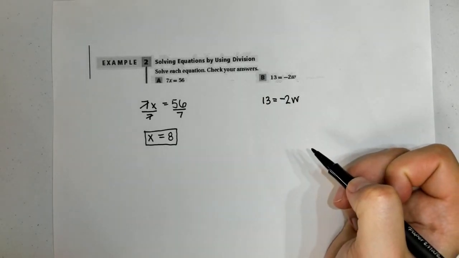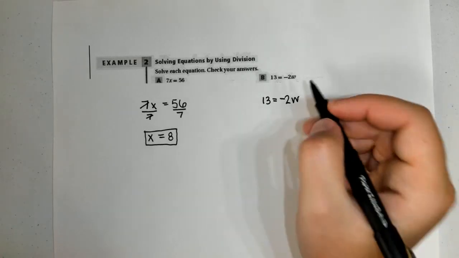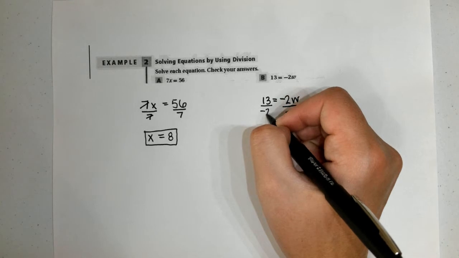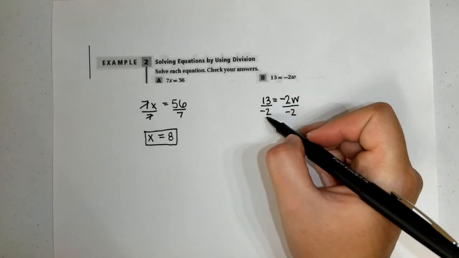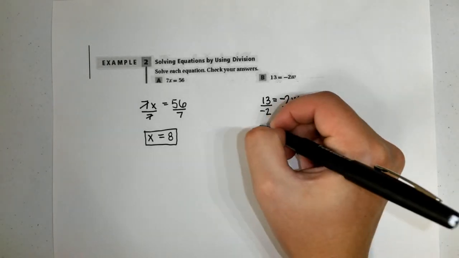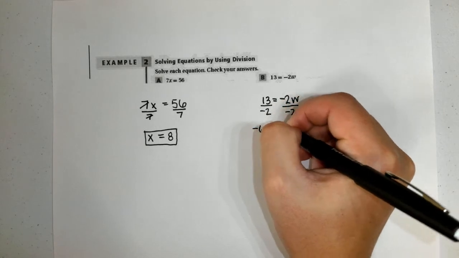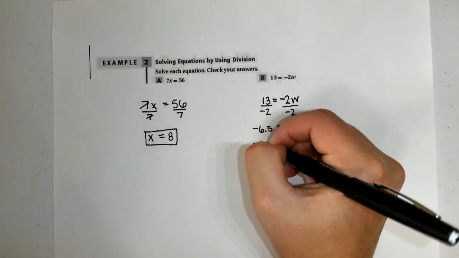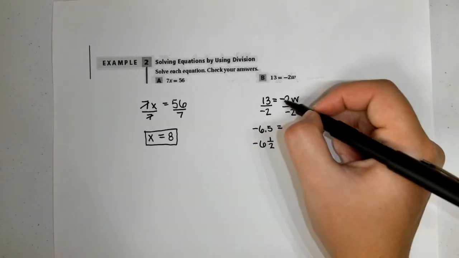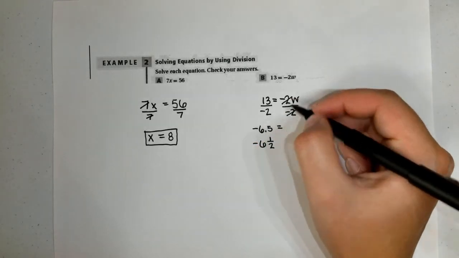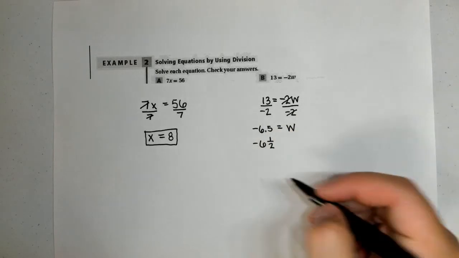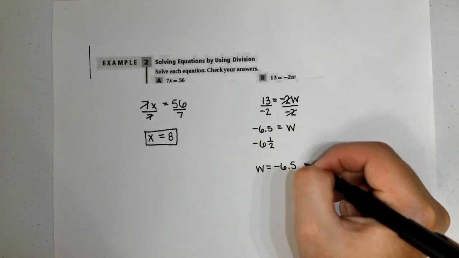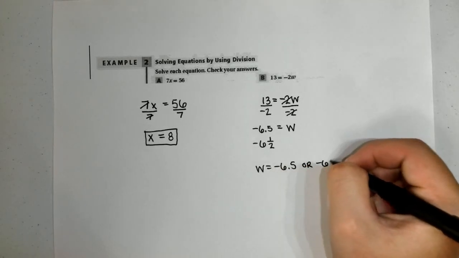For B, we have 13 equals negative 2W, or 13 equals negative 2 times W. The opposite of multiplying is dividing. So I'm going to divide both sides by negative 2. 13 divided by negative 2 will give us negative 6.5. That would be accepted as well. And then negative 2 divided by negative 2 gives you 1, so I'm left with 1W. So you can write it as W equals negative 6.5.